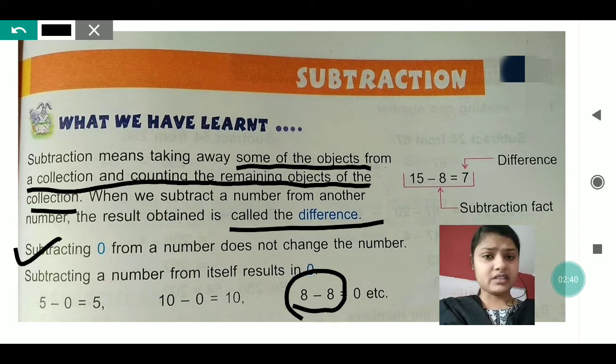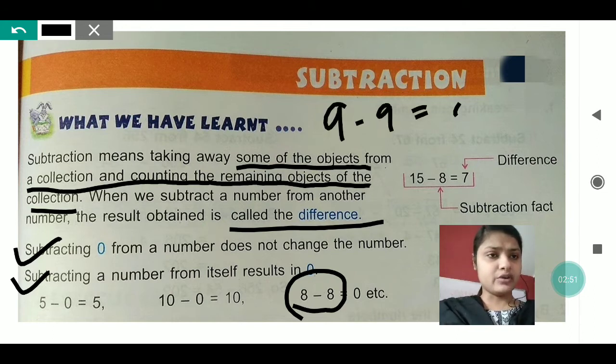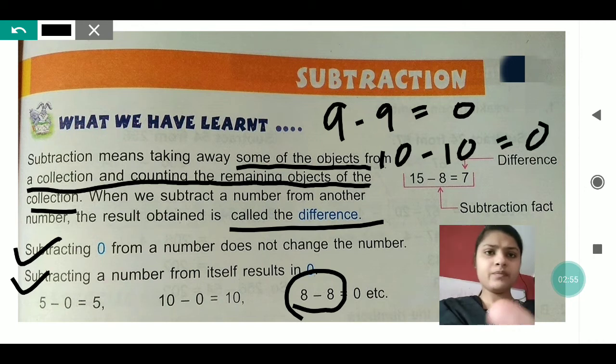This is the first point. Second point, subtracting a number from itself, the result is 0. Means 8 minus 8 is 0, 9 minus 9 is 0, 10 minus 10 is 0.